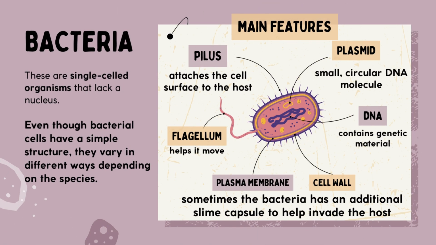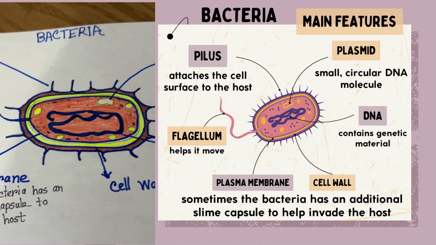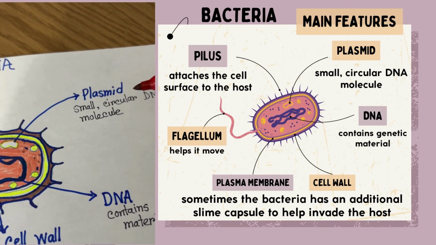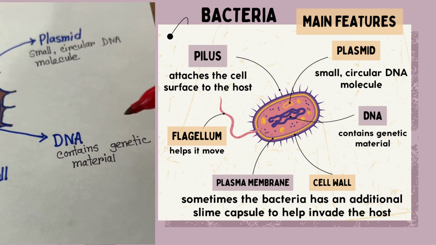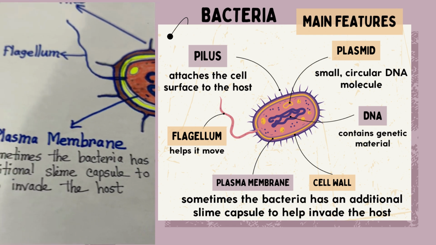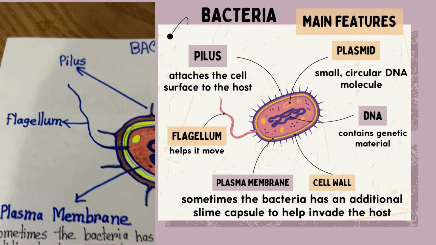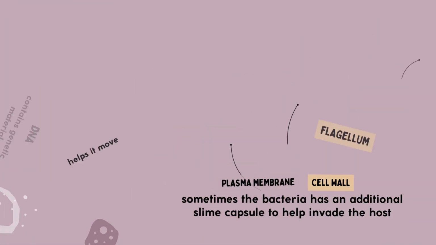Bacteria are single-celled organisms that lack a nucleus. Even though bacterial cells have a simple structure, they vary in different ways depending on the species. So this is the structure of bacteria: plasmid here, which is a small circular DNA molecule, and DNA contains genetic material, cell wall, and this is the plasma membrane, flagellum, and pilus.